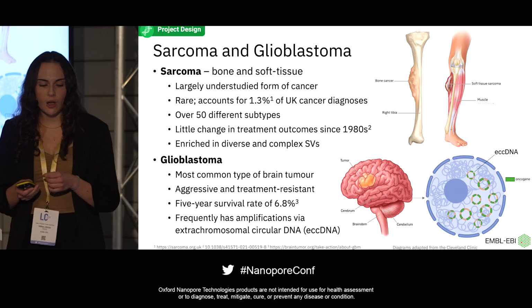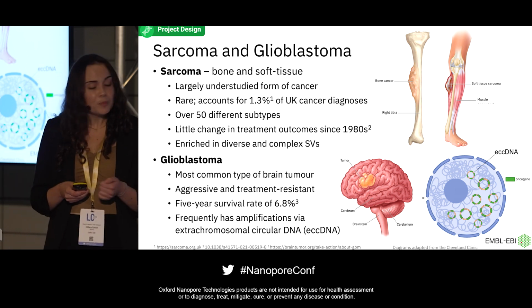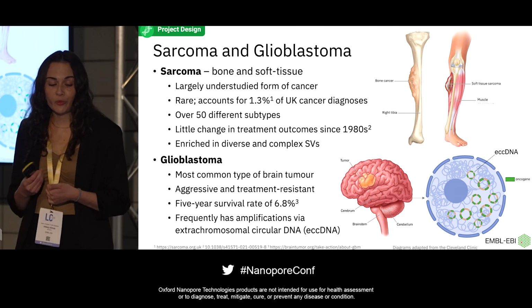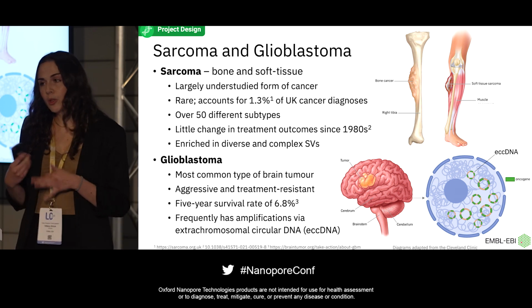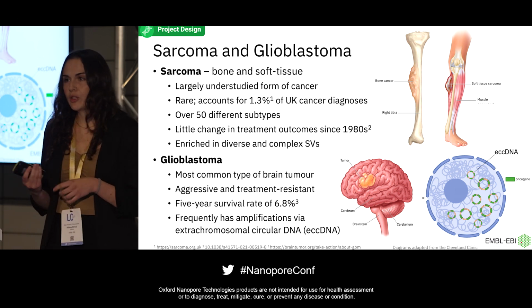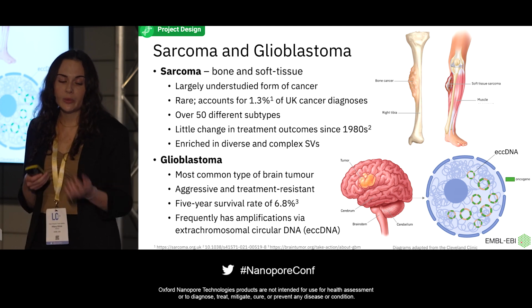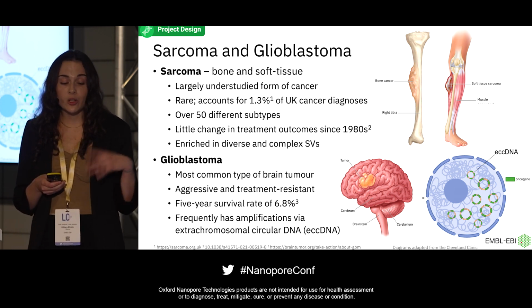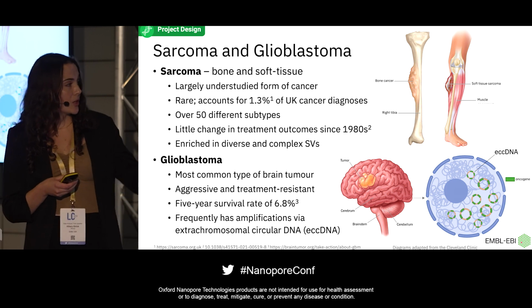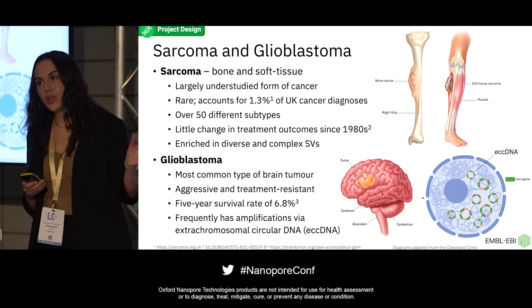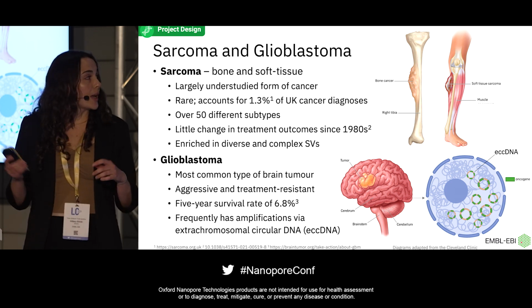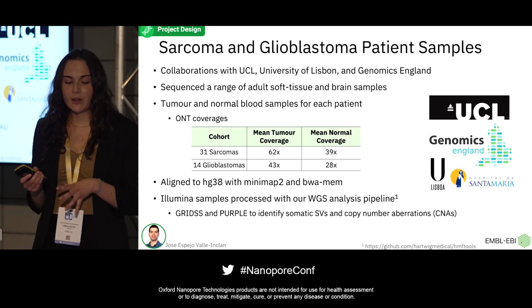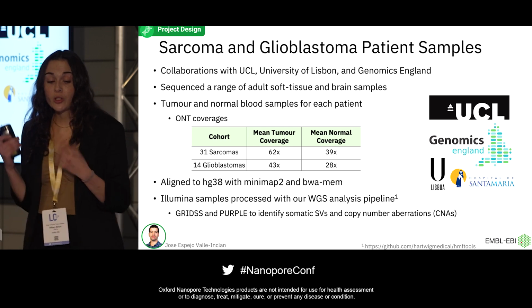Glioblastomas, on the other hand, are the most common type of brain tumor. They're quite aggressive and treatment resistant, with a 5-year survival rate of 6.8%. And from a genomic standpoint, they're also enriched in complex structural variants, and they frequently have amplifications via extrachromosomal circular DNA elements, which you can see on the right here, which is where an oncogene gets excised from the genome and then massively amplified.